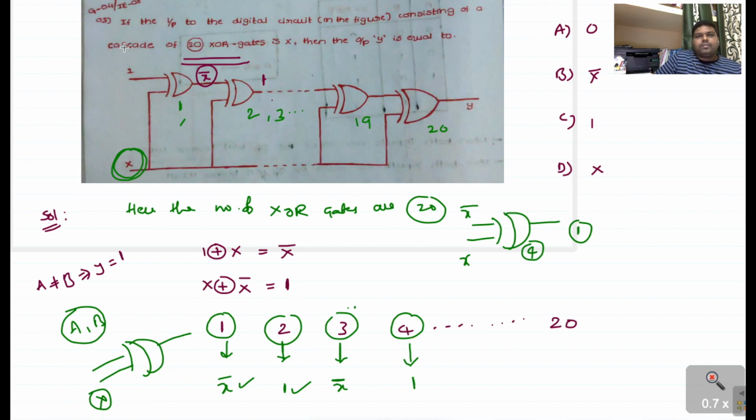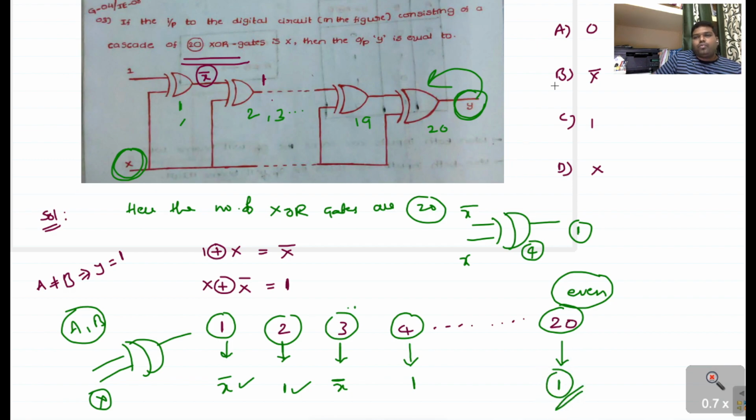So what is the question? The cascade of 20 XOR gates has input X, then the output Y is equal to, here we have Y. Y means the output of the 20th gate. So what is the outcome at the 20th gate? 20 is an even number, so at an even-numbered XOR gate, what is the answer? At 2 we have 1, at 4 we have 1, at 6 we have 1, at 8 we have 1, at 10 we have 1. Like that, at the 20th gate we have the answer 1.